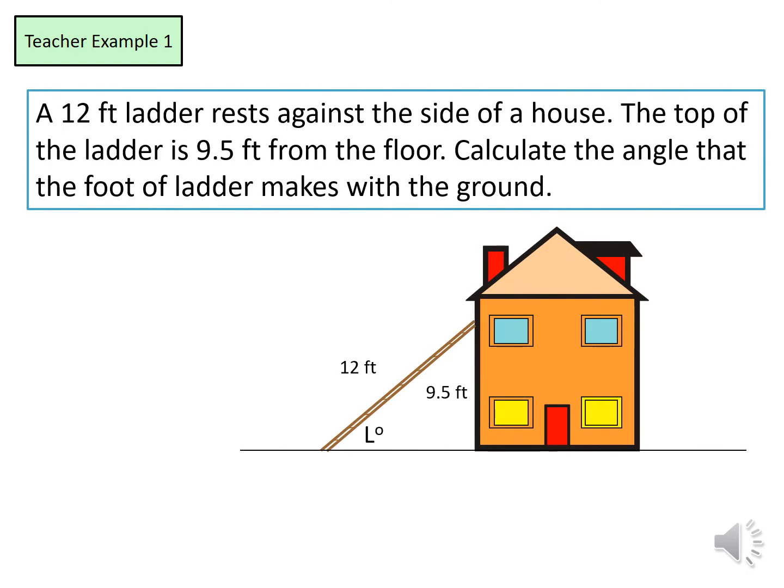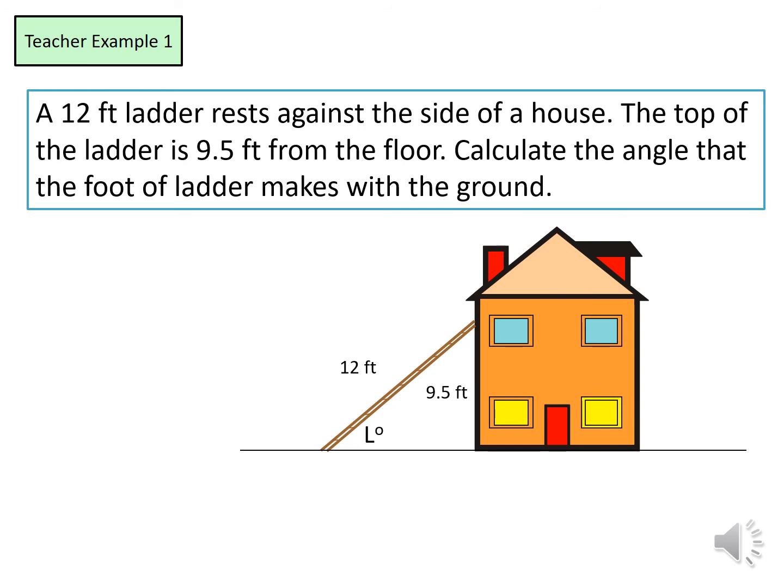Now guys, here's another problem solving question regarding trigonometry using angles. Let's have a look at the question. A 12-foot ladder rests against the side of a house. The top of the ladder is 9.5 feet from the floor. Calculate the angle that the foot of the ladder makes with the ground.